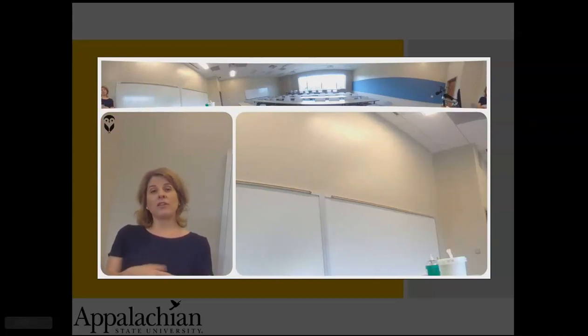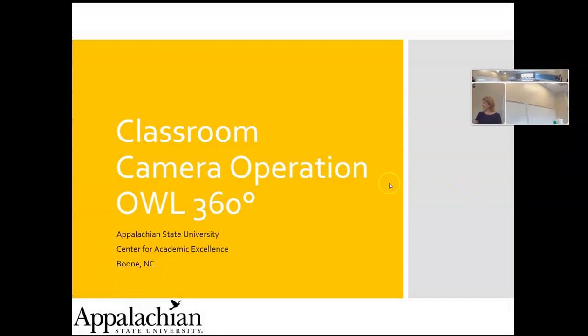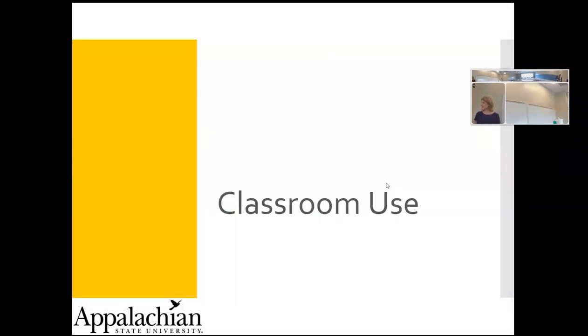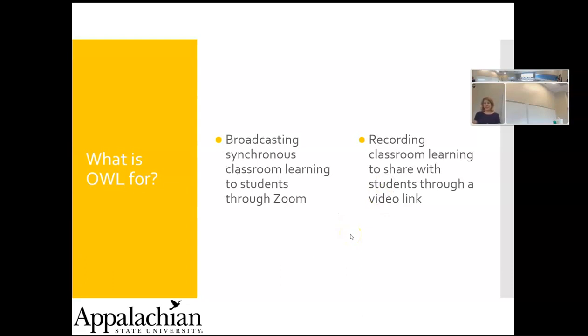Now I'm going to show you a couple of other perspectives in the PowerPoint that I have, and I'll switch to that now. Okay, so in the classroom, I can use the OWL camera to broadcast synchronous classroom learning to students through Zoom. If I'm having a hybrid class where half the students are in Zoom, or a fully online class where all the students are in Zoom, I can use the OWL camera to not have to worry too much about the camera and just teach.